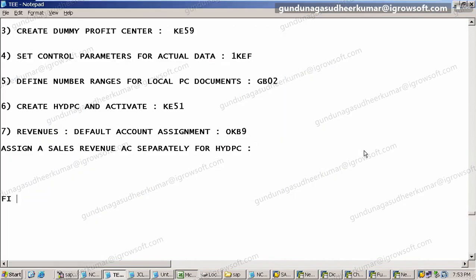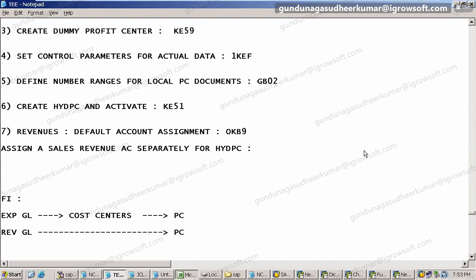See, in FI, I am posting expenses to cost centers. Expense GL accounts to cost centers. From cost centers, it is going to profit centers. But for revenue GL accounts, there is a direct connection to profit centers. Is it clear?